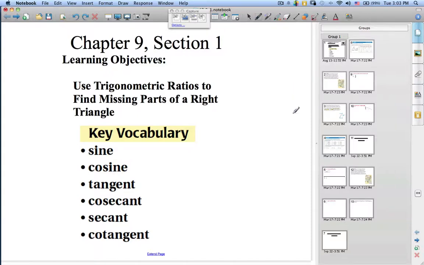So in chapter 9, we're going to start working with trigonometry. First we're going to start with trigonometry for right triangles. Those are special cases. They're simpler, a little easier to work with. And we're going to be able to calculate sine, cosine, and tangent for specific angles, as well as cosecant, which is the inverse of sine, secant, which is the inverse of cosine, and cotangent, which is the inverse of tangent.